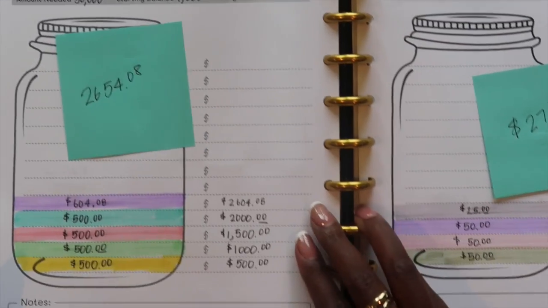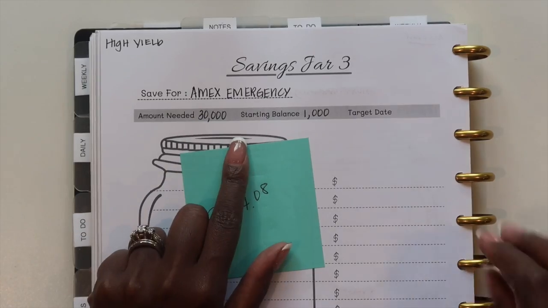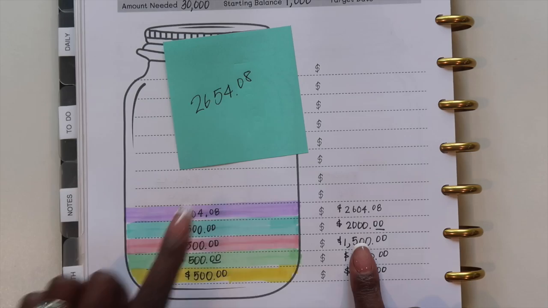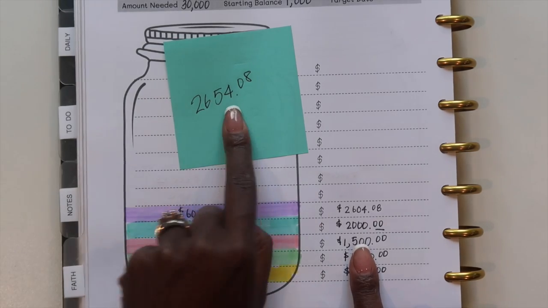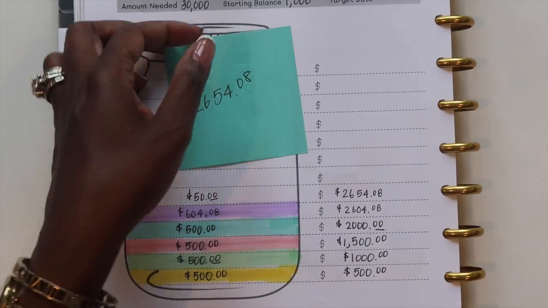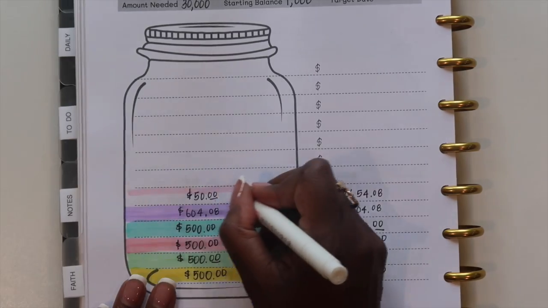The second savings jar is my American Express. This is the emergency account. This is my high yield savings account, and the balance is $2654.08. We had $2604.58, so we added $50 into this one.